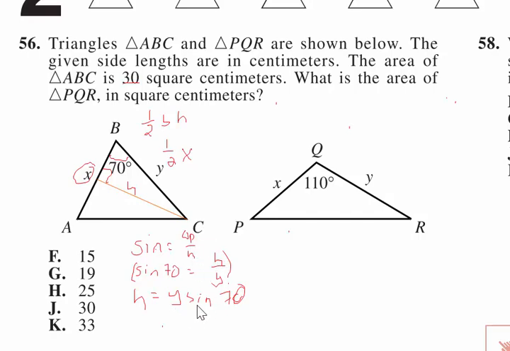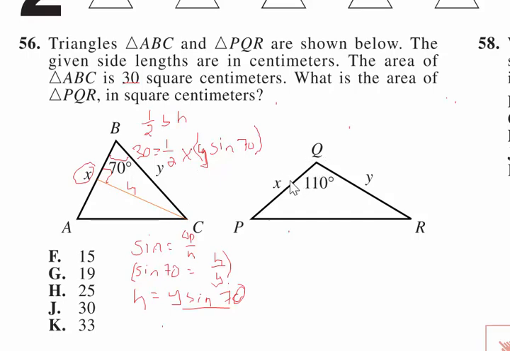Now I can bring this height up here. So the area, which we're told is 30, remember up here it's 30, is 1/2 base x times height, which now we're going to write as y sine 70. All right, well, we've got a formula for what the area of this is. Now let's move on to what we've got here.